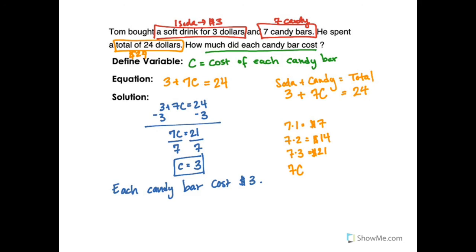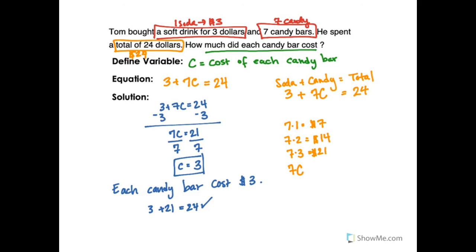And we're going to see if that's true. I'm going to go back into the problem, and I'm going to use the cost of $3 to see if it actually works in the context of the problem. It says Tom bought a soft drink for $3, so that's $3 that I'm spending already, and 7 candy bars. If each candy bar costs $3, that means that I do 7 times 3, which is 21, and that has to add up to the total of $24 that he spent, which it does, which means I've done my work correctly. Make sure whatever answer you choose for your word problem makes sense in the context of the problem.